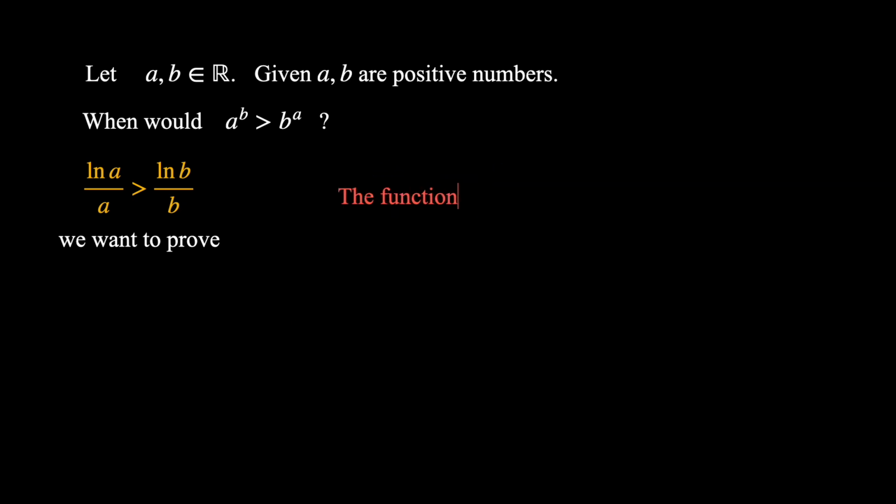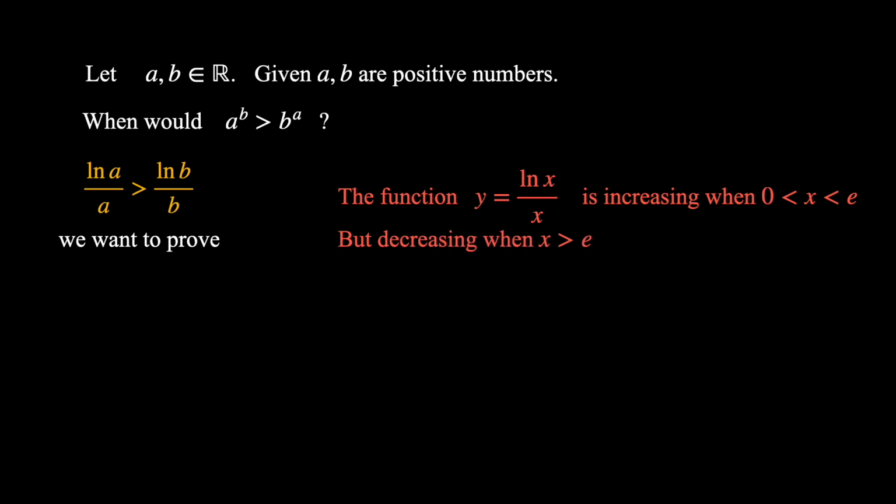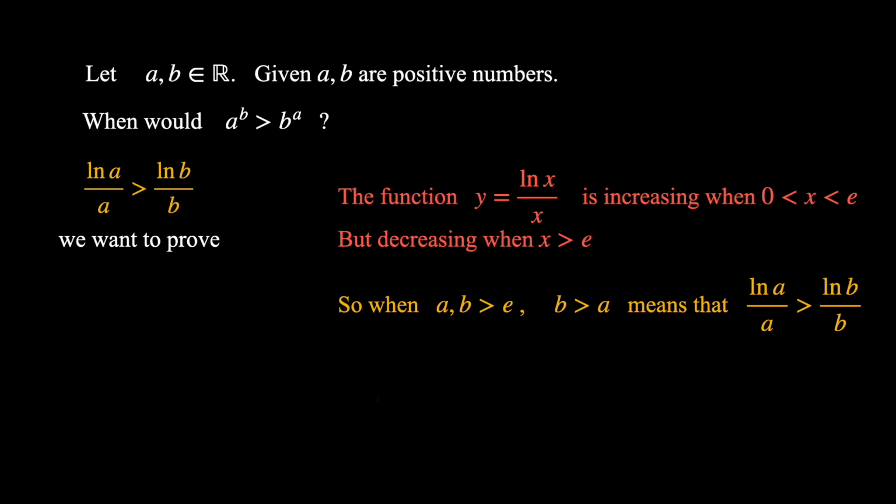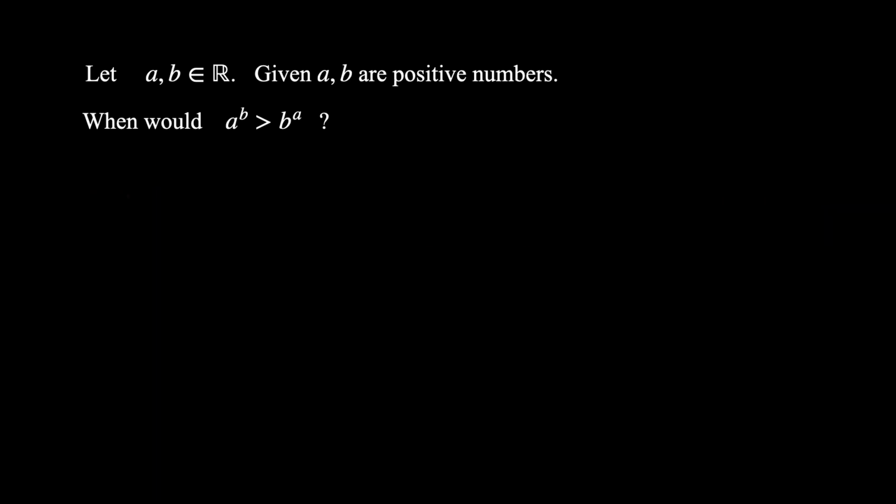Hence y is strictly increasing when x is between 0 and e, but y is strictly decreasing when x is greater than e. Strictly decreasing means that when b is greater than a, we have log a over a is greater than log b over b, if both a and b are greater than e. This completes the question by following the reverse steps as discussed before.